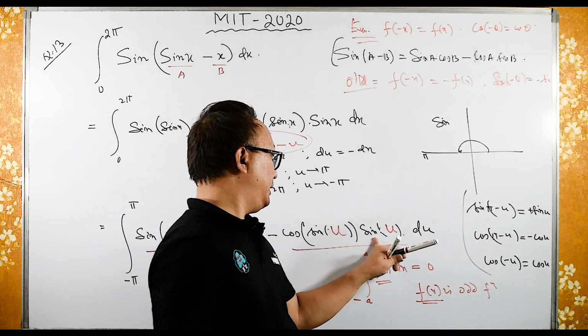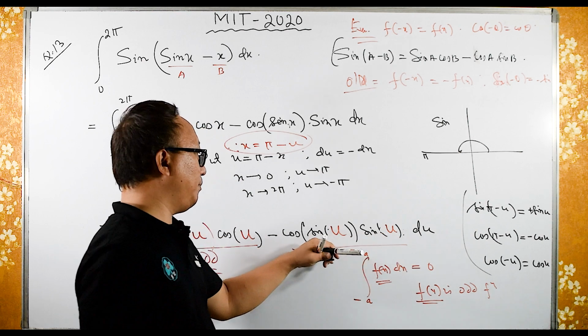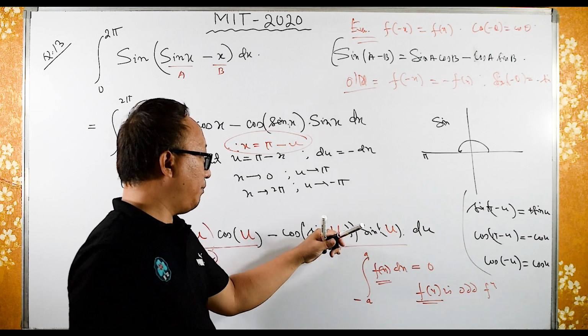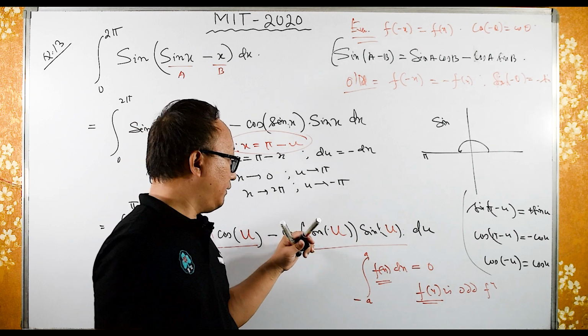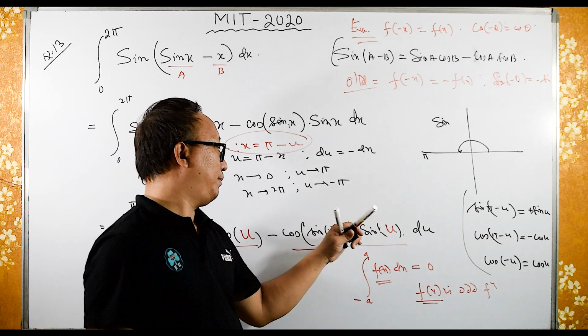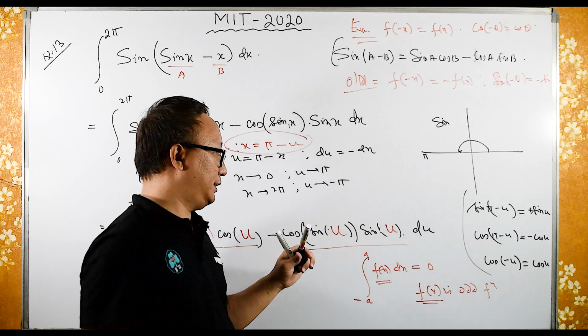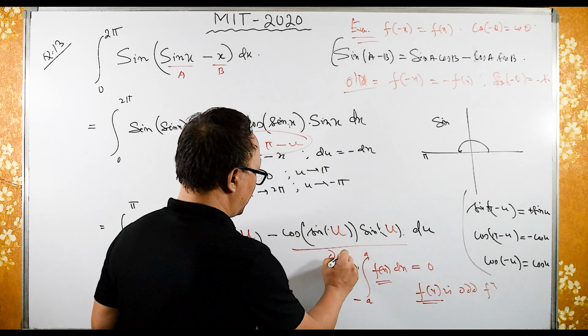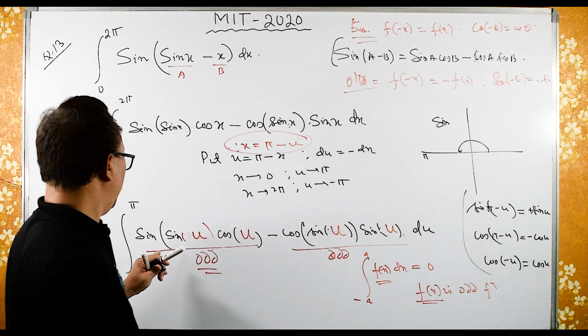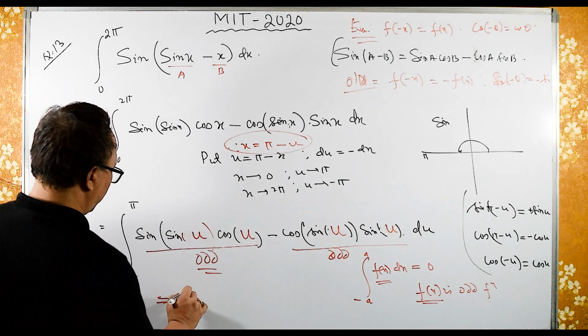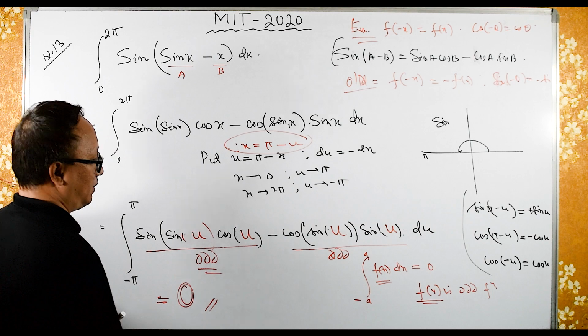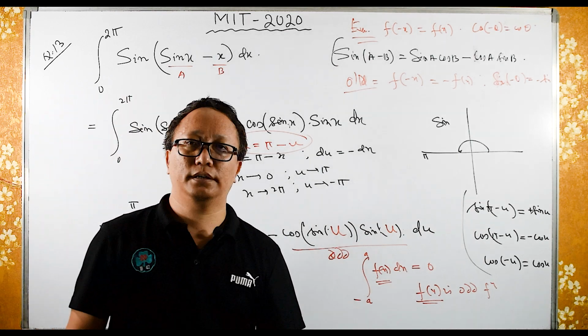Now what about here? Sine of minus u gives a minus outside, but since cos is there, which is an even function, it stays odd. Therefore this is also an odd function. So the integral from minus pi to pi of an odd function, this whole integration becomes 0. Okay, so this is the requirement.